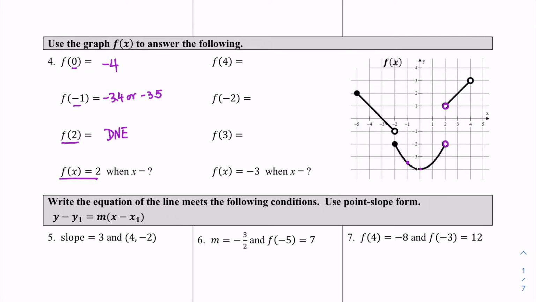f(x) equals 2 when x equals what? So y equals 2. You have two answers. One is -5, or you have 3. f(4), when x equals 4, it's a circle here, so it's undefined, or DNE.